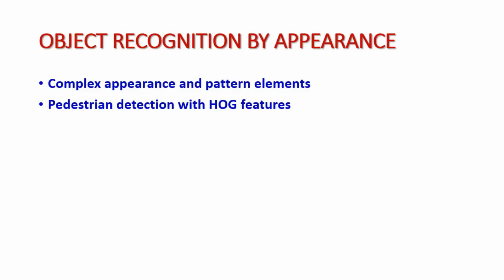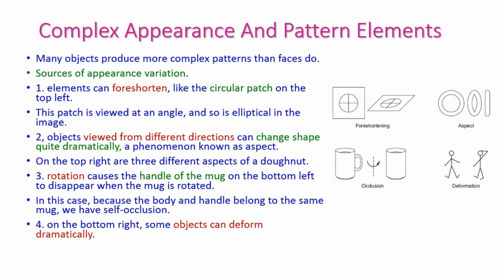And there are two subtopics in object recognition by appearance. First one is complex appearance and pattern elements, and second one is pedestrian detection with HOG, that is HOG features. The first one is complex appearance and pattern elements. When compared to faces, many objects can produce more complex patterns. So based on the view of a particular object, the shape of the object will change. So the first one is foreshortening, second one is aspect, third one is occlusion, and fourth one is deformation. Right?